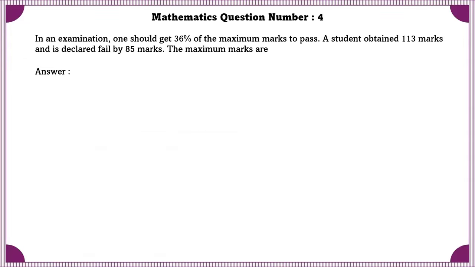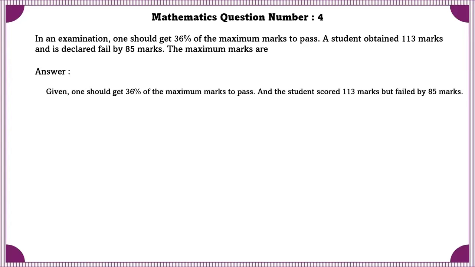Question number 4. In an examination, one should get 36% of the maximum marks to pass. A student obtained 113 marks and is declared failed by 85 marks. The maximum marks are to be found. One should get 36% of the maximum marks to pass, and the student scores 113 marks but fails by 85 marks. From this, we can say the pass mark is 113 plus 85, that is 198.